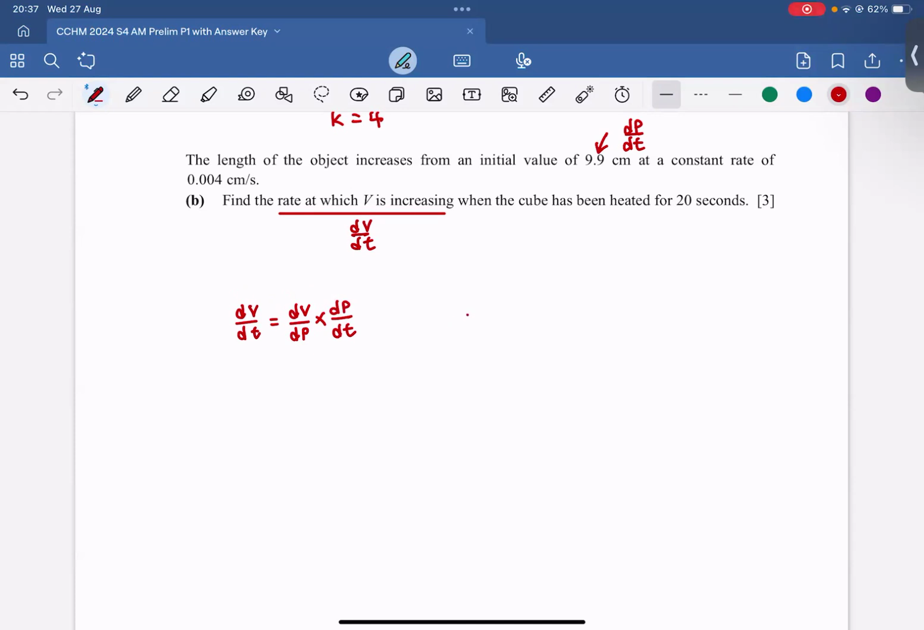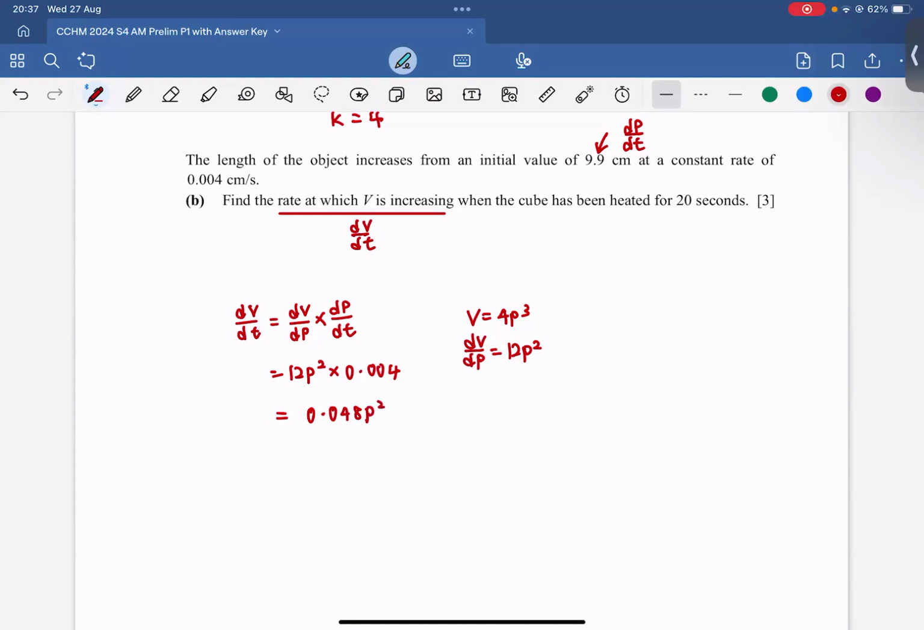So we know that V is actually 4p cubed. So dV/dp is actually equal to 12p squared. So now we put everything in: 12p squared times 0.004. This will give us 0.048p squared. So now we need to find out what p squared to use.